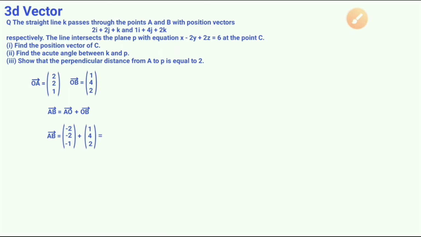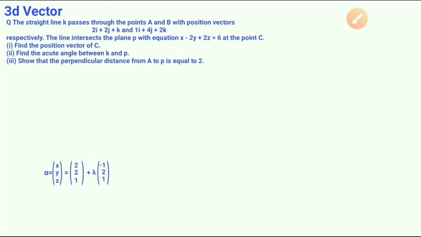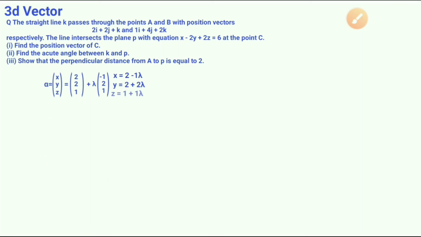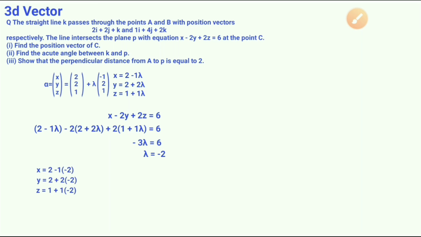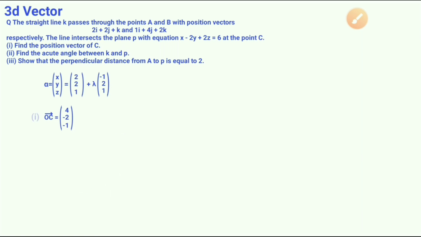First of all, we are going to make the equation of a line, just like we have done before. Making the direction vector and then taking the direction vector and choosing any position vector, we have the equation of the line. Now we're going to put this into the equation of the plane. We will find the value of lambda, then put it back into the same thing, and you will get the coordinates of the point of intersection. This is point C. Part 1 is done.